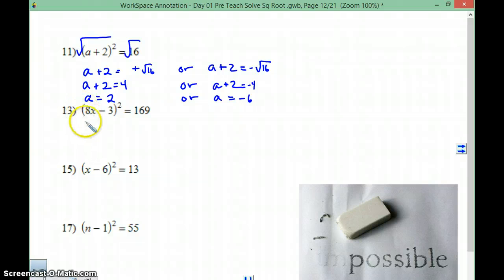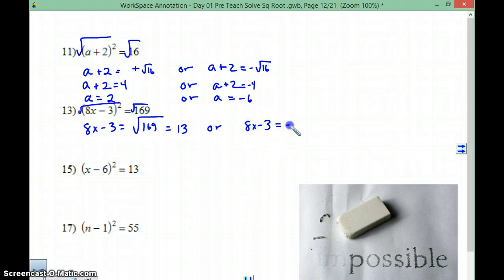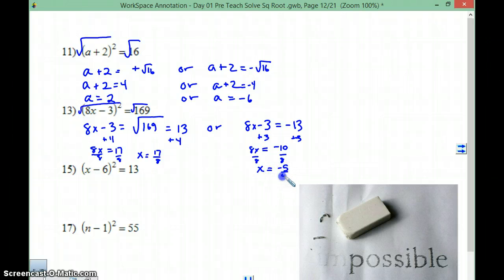Let's try one like this. Take the square root of both sides. You end up with 8x minus 3 equals square root of 169. Do you know what the square root of 169 is? That's the same thing as 13. Or 8x minus 3 equals negative 13. Okay. Let's add 4 to both sides. You end up with 8x equals 17. Divide by 8. x equals 17/8. See, x equals negative 5/4.